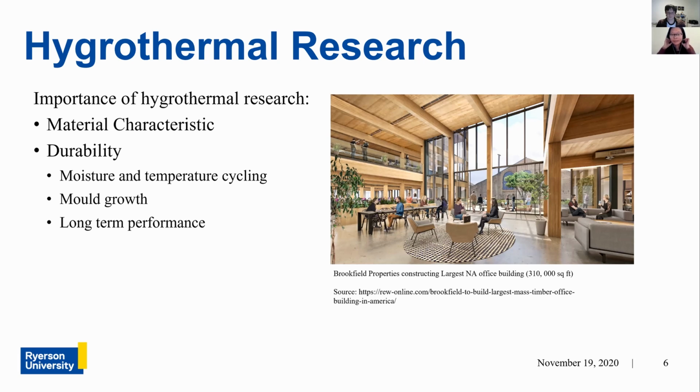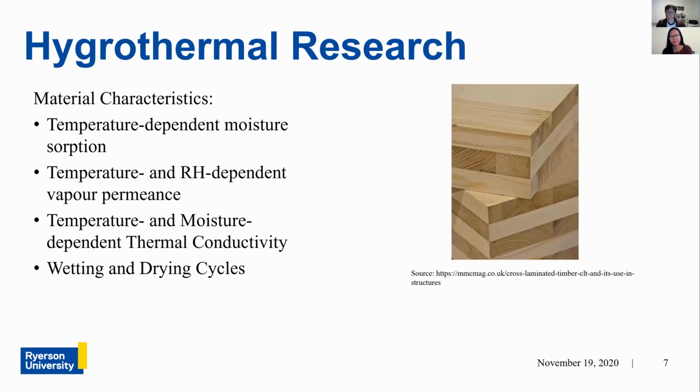A part of this research is material characteristics. The reason material characteristics is really important is because you need to understand how the materials work in order to simulate anything for long-term effect. The second part is durability, which is moisture and temperature cycling, mold growth, and long-term performance. The material characteristics that I'm particularly looking at are temperature-dependent moisture absorption, temperature and RH-dependent vapor permeance, temperature and moisture-dependent thermal conductivity, and wetting and drying cycles. All of these are important, but they're not the focus of the research.